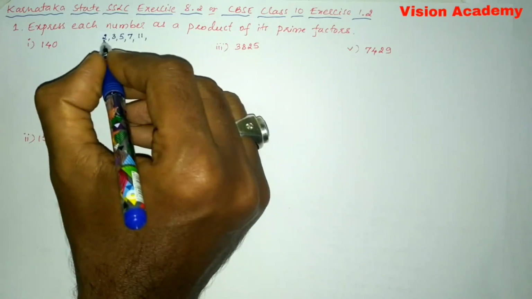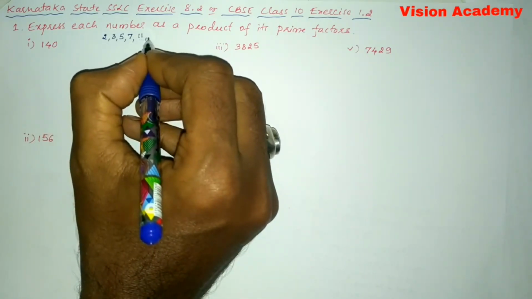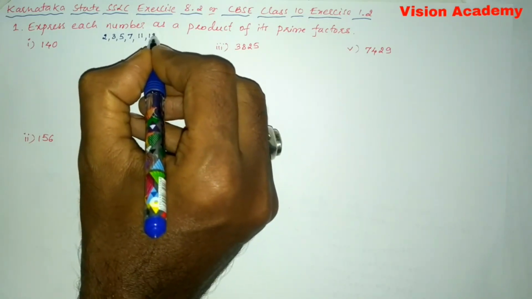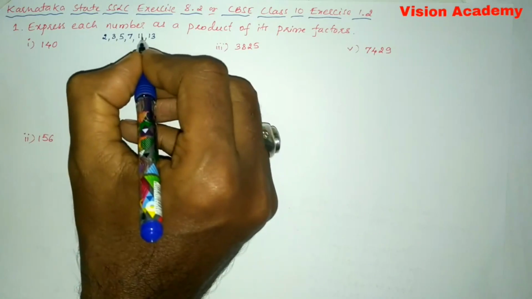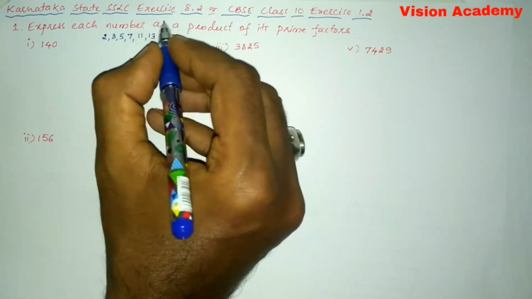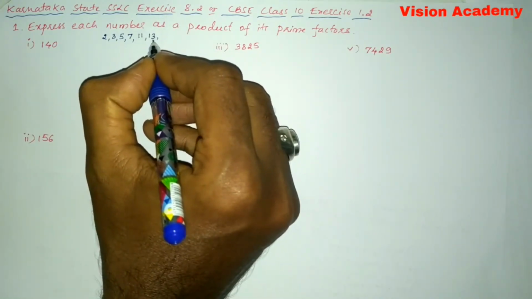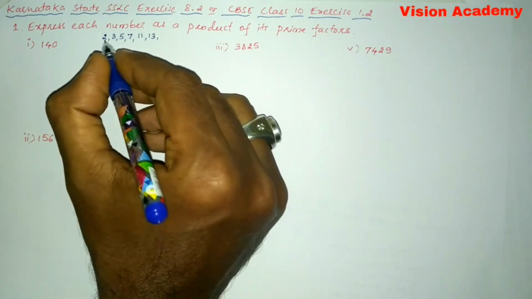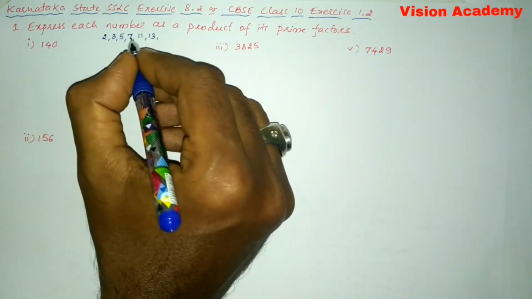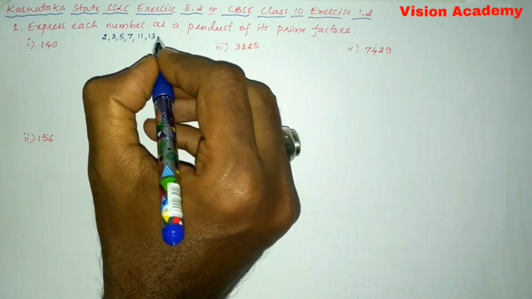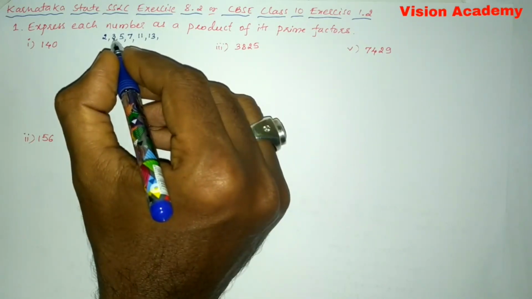Next 12 is divisible by both 2 and 3. So 12 is not a prime number. Next we'll write 13. So 13 is not divisible by any of these factors. Next we are going to write after 13 14 will come. 14 will be divided by 2 and 7. 14 is not a prime number. Next 15. 15 is divisible by both 3 and 5.